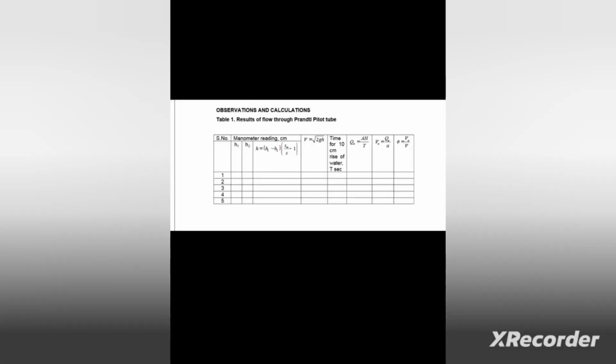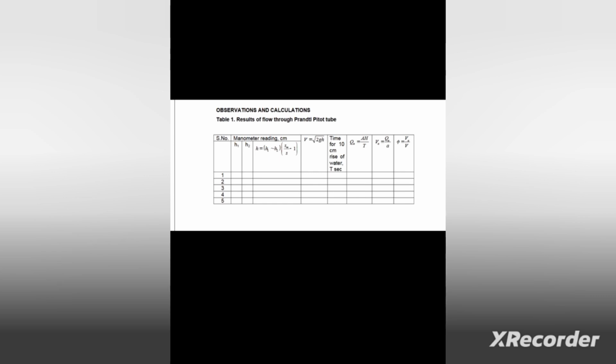For the calculation of the pitot tube experiment, we are going to identify the mean velocity, for which we first have to note the readings of H1 and H2 from the equipment, and using this formula, H is equal to (H1 minus H2) into Sm divided by Sw minus 1, we are going to identify the total head. Then we use V is equal to root of 2gH, where g is the gravitational acceleration and H we identified here.